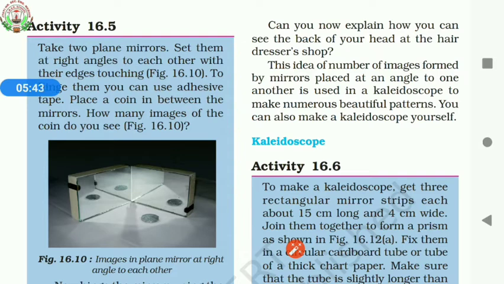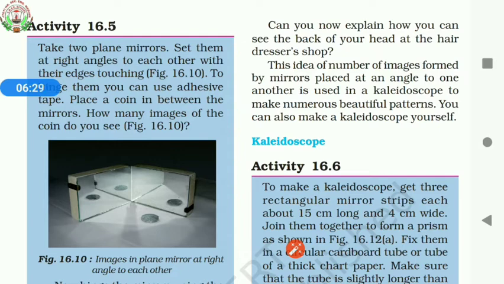Can you now explain how you can see the back of your head at the hairdresser's shop? Yes, the back of the head can be seen due to the reflection of light from the mirror placed at the back of the head. From the back mirror, light rays fall on the front mirror, and that will be again reflected and fall on the back mirror. In that way you can see the back of your head at the hairdresser's shop.